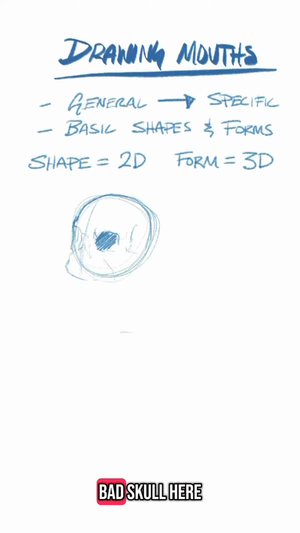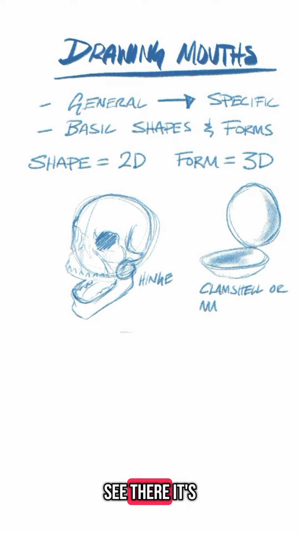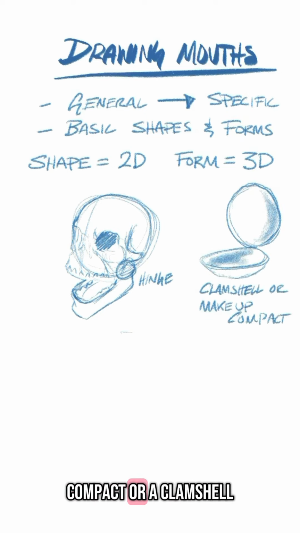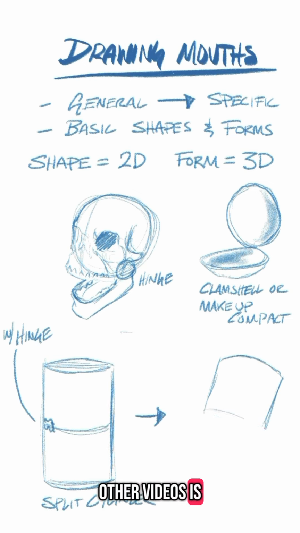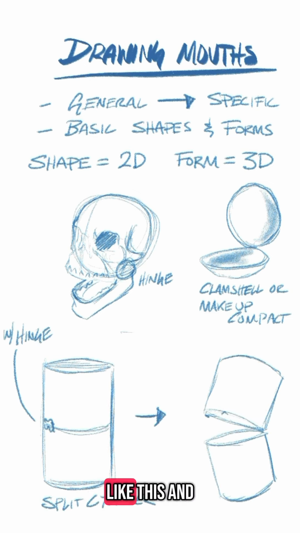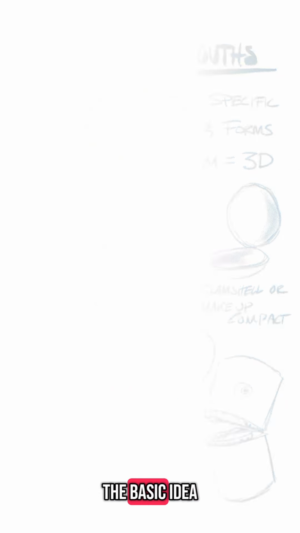So I'm going to draw in a bad skull here, not my best effort, but just to kind of outline the hinge mechanism of the mouth. You see there. It's similar to, say, a makeup compact or a clamshell. Another way you might look at it, and this I've seen in other videos, is a hinged cylinder. We see it like this, and if I add some teeth in there, maybe that will clarify the illusion a little bit, but you get the basic idea.